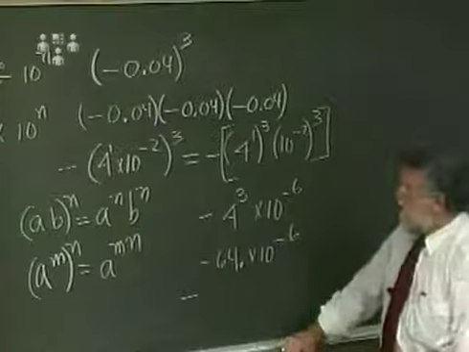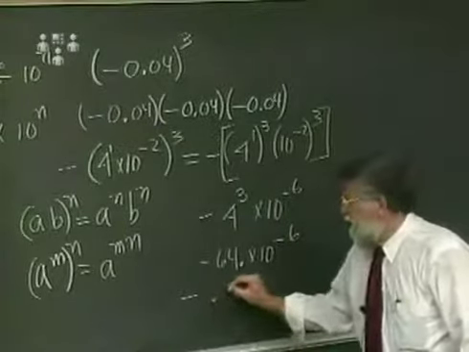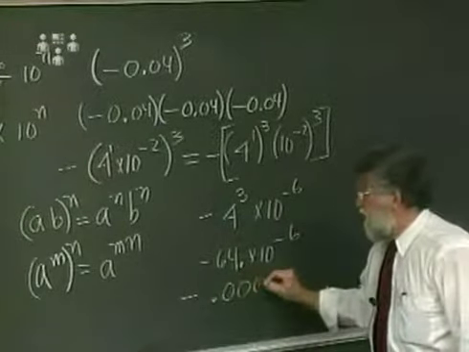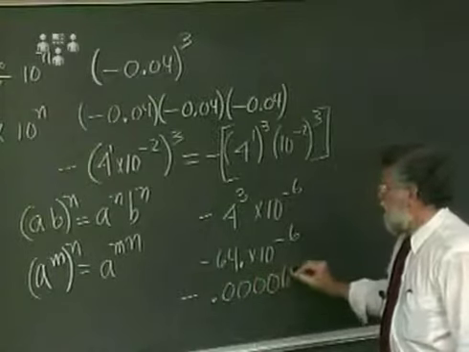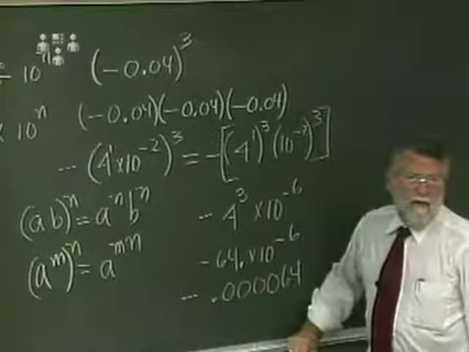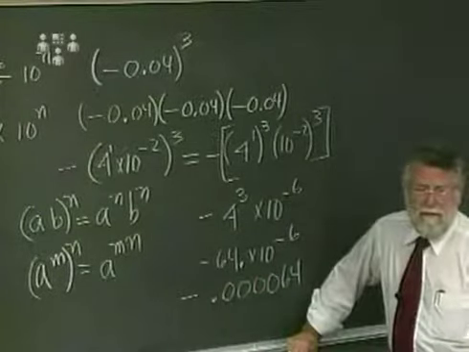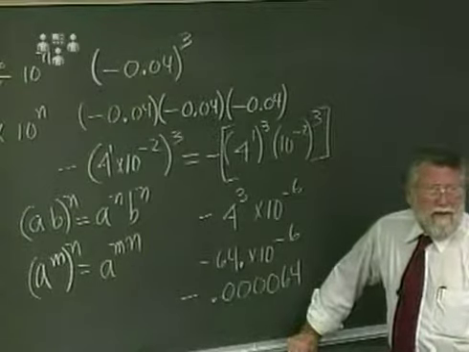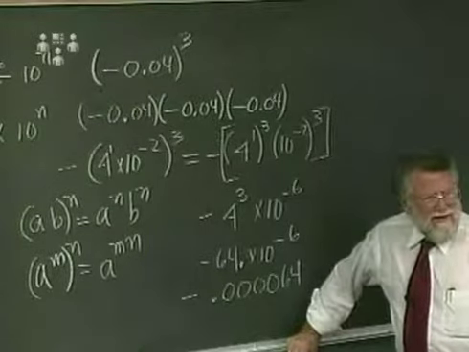Decimal has to go to the left. So this is 0.0000064. That's it. Yes, that's easier.